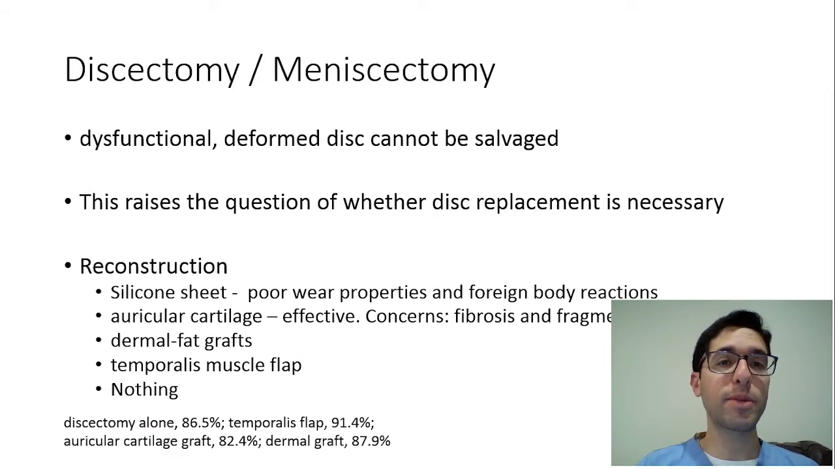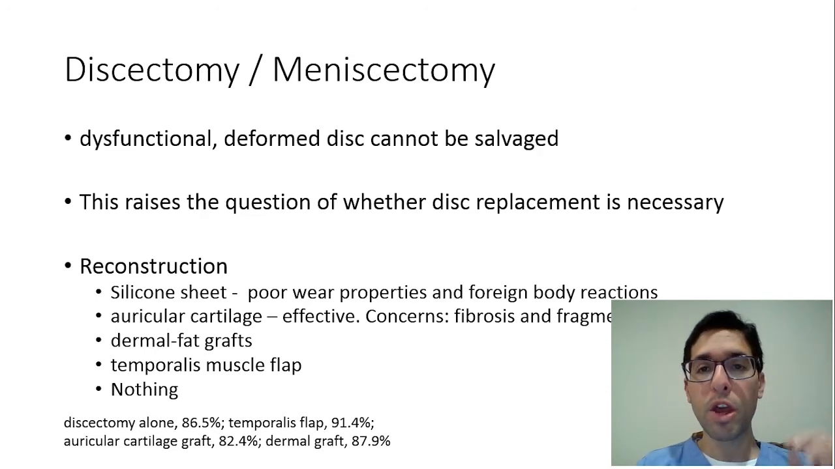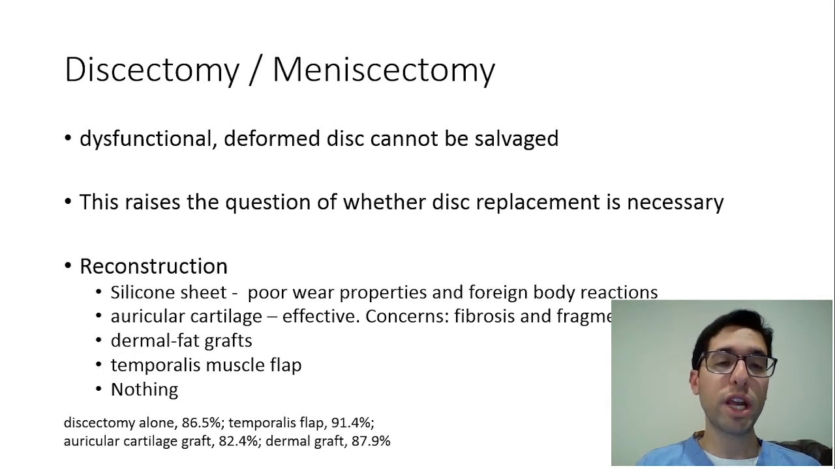Finally, we get to discectomy, also sometimes called meniscectomy. In this case, it's no longer salvageable. The point where we reach discectomy is when we're dealing with a dysfunctional, deformed disc that can no longer be salvaged. Just as a throwback, we talked about the Wilkes classification last time. If you remember, a Wilkes 5 was a perforated disc. So once you get to that point where the disc can no longer be salvaged, you're talking about removing the disc. And that in itself will help because you'll increase the joint space by removing the disc. And then the question is, what do you do after discectomy?